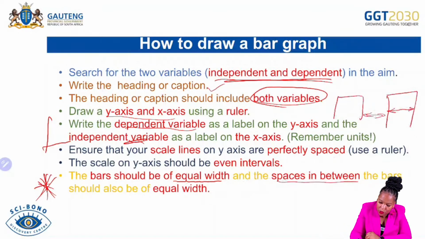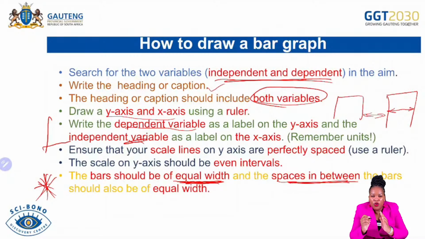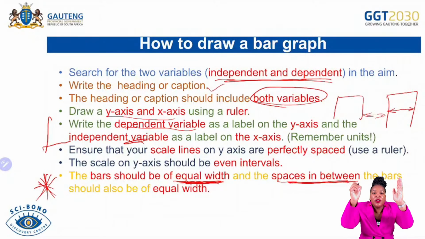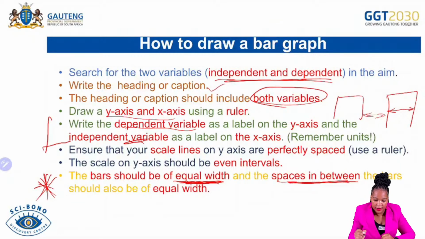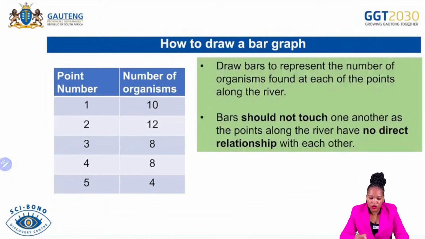So the spaces between the bars must be equal, and the width of the bars must be equal. Please make sure that you do that. Sometimes your bar will start slim at the bottom and then go thick at the top. Then the next one will go thin at the top and then thick at the bottom. We don't want that type of graph. Use your ruler.